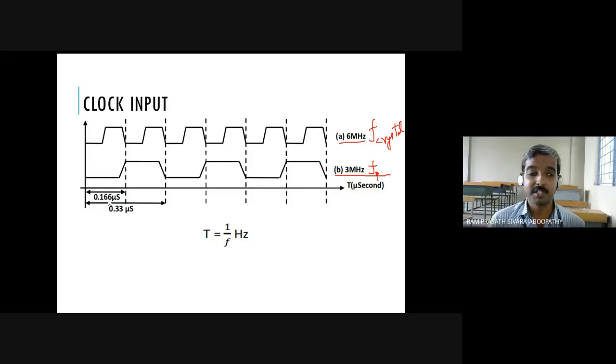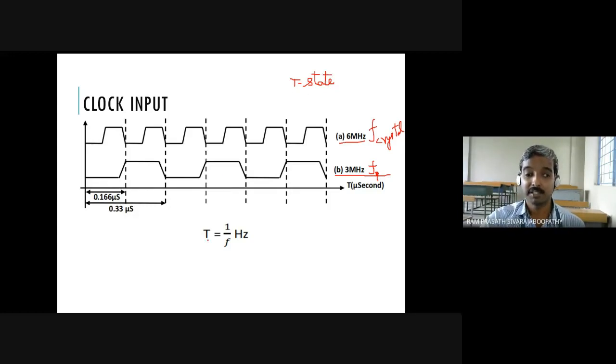Similarly, here what we are going to say is 1 T state. We will be saying it as T state. We will study this in detail later. For now, it is enough to know what T state is. T state is nothing but the time period of the clock pulse.